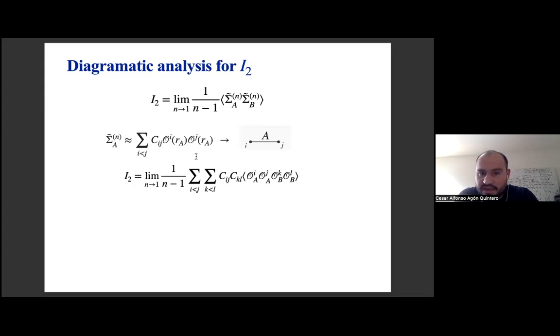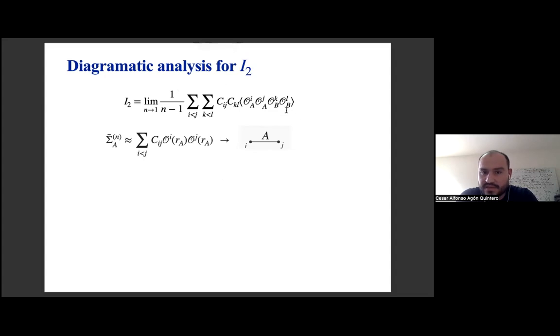If I plug this formula into this, I get something like this: double sums of 4-point functions, in principle. Let me rewrite it here for simplicity, and I will do this for the other contributions. The next thing is that in order to carry out this sum, the natural way of organizing is by considering contributions that only involve two indices, then contributions that involve three indices, and so on. So we organize this multiple sum in terms of the number of different indices that intervene.